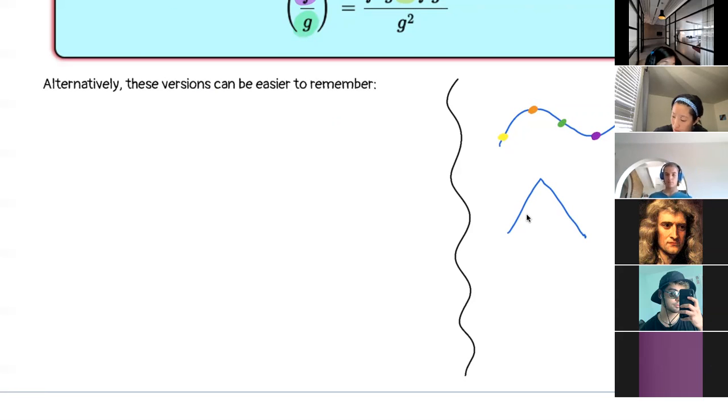What is the slope on this side? Positive. Okay. What is the slope on this side? What is the slope right here?